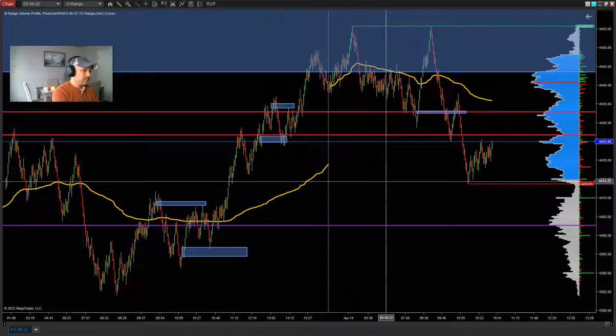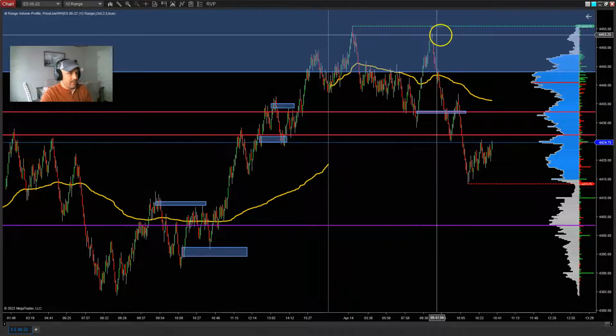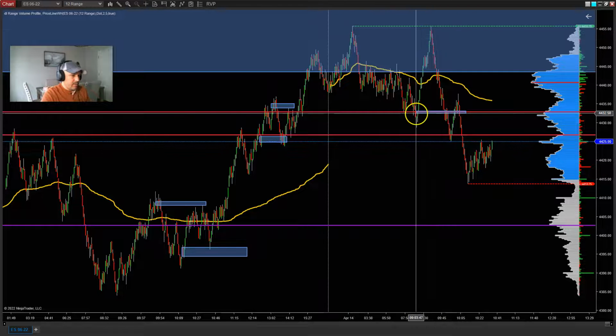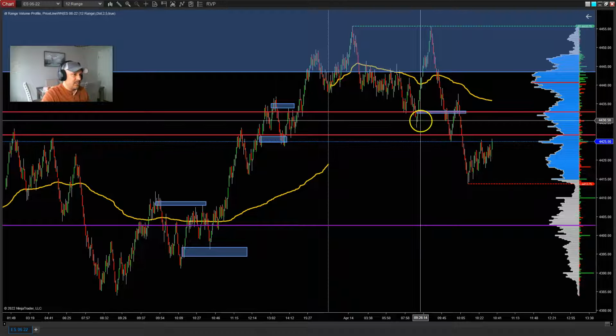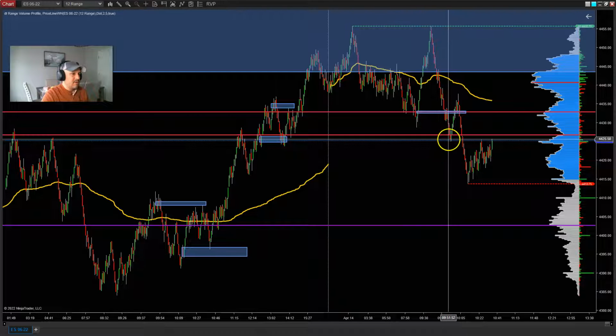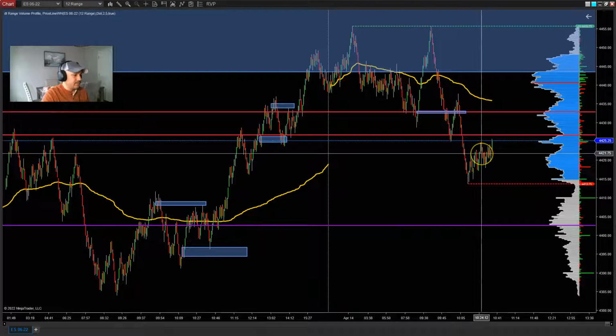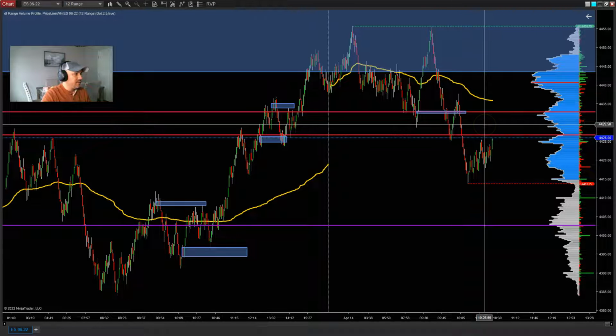But so far the market opened up around, I guess typically around this area here. So this was just pulling back and then pushing lower and making lower lows. So it's not too much activity.